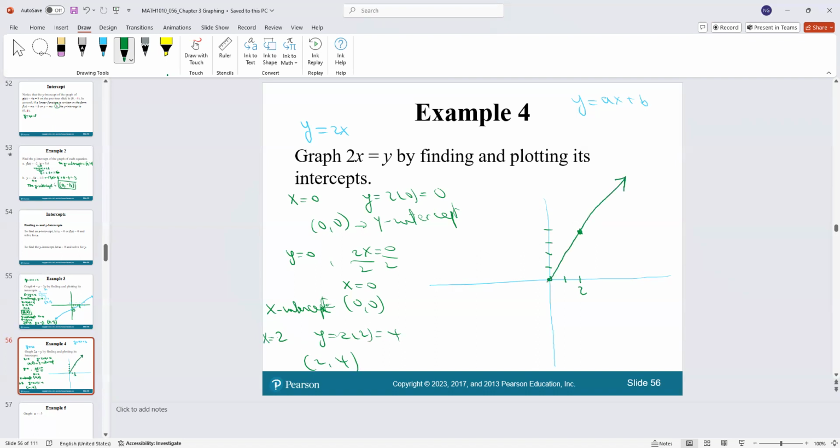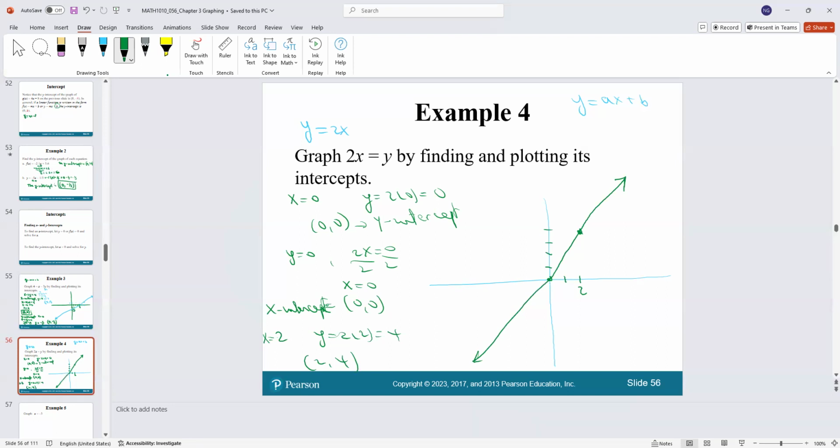Our graph rises from left to right. It's very important. I keep saying rises or falls from left to right because we're going to need it in section 3.4. So notice that anytime (0, 0) is a point of the graph, then it is an x-intercept and a y-intercept, right? Why? It is the only point that lies on both axes.